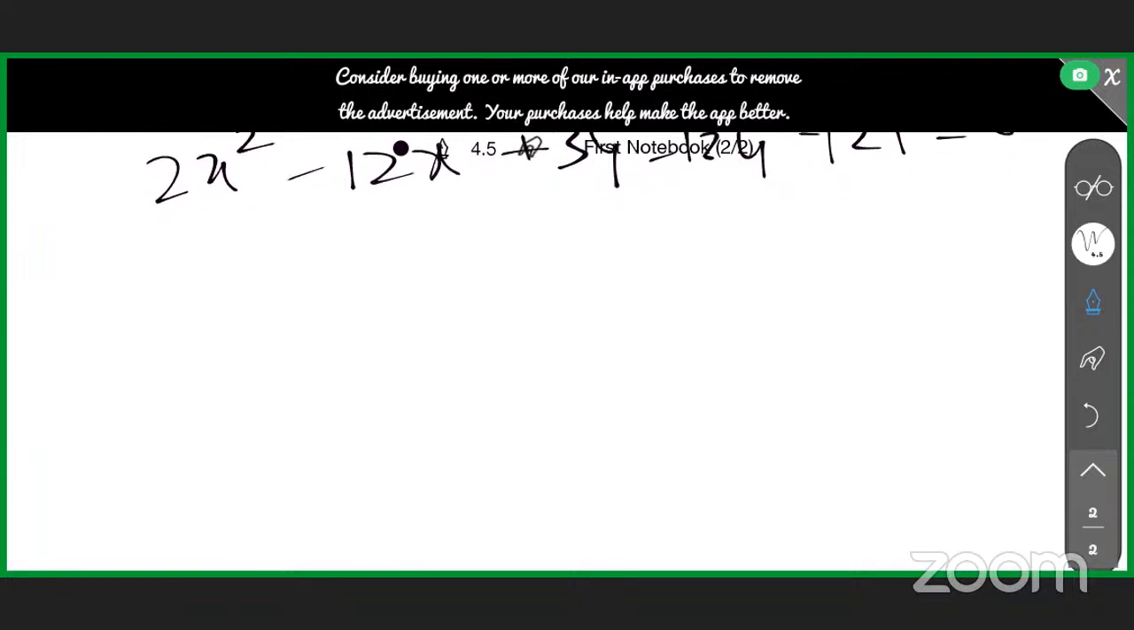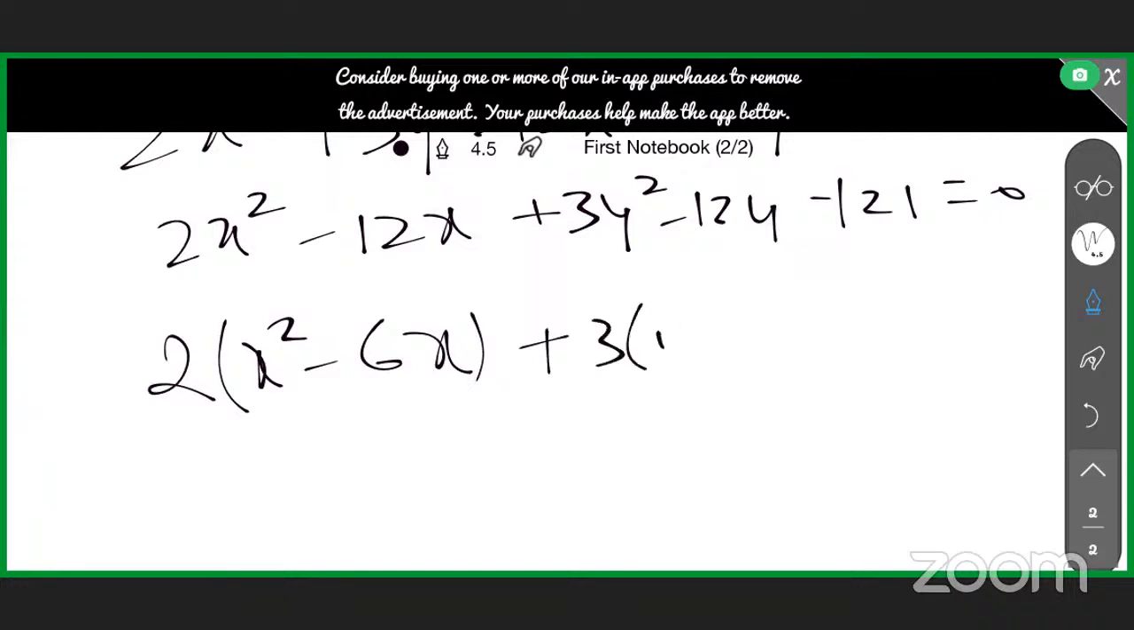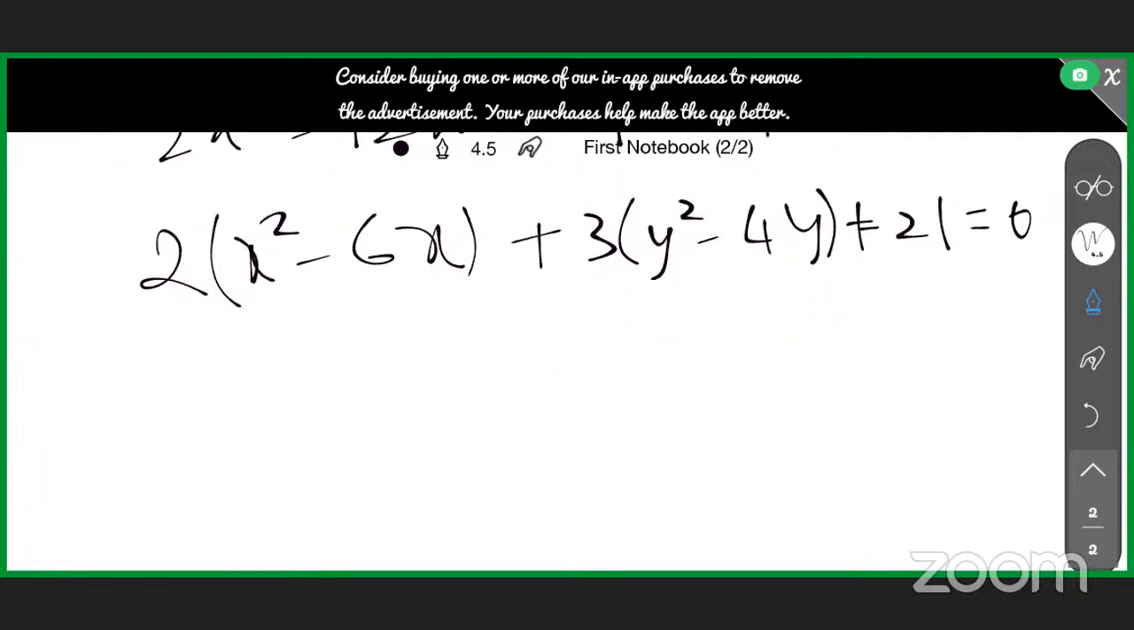What is common here? I'll take only 2 out. If I take 2 out, what is remaining? x square minus 6x. Now here also, I'll keep my y inside. I'll take the common number, which is 3. 3 into y square minus 4y, plus 21 is equal to 0. So listen carefully.